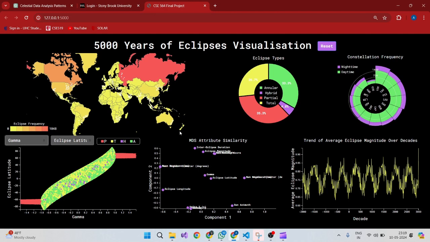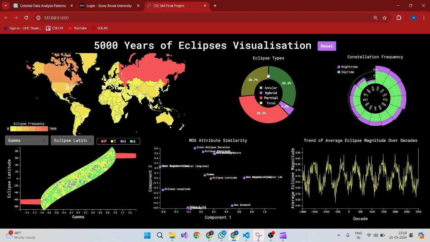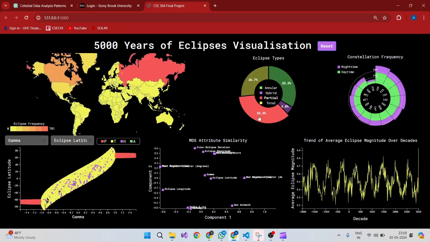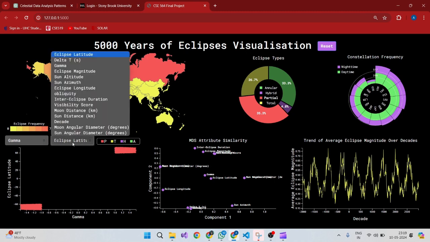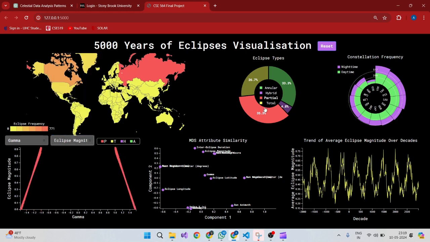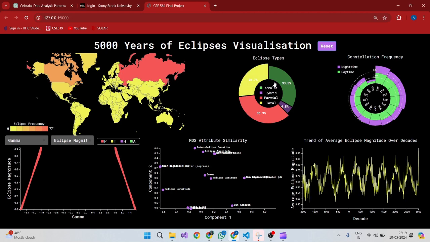And this, again, filtering to show, say, only the partial eclipses, will again confirm the thing that we already knew, that partial eclipses occur more towards the extremities of the earth. Let's try looking at another thing on the scatter plot. Let's change this to show the variation between gamma and eclipse magnitude, for example. I'll add the rest of the eclipse types back.